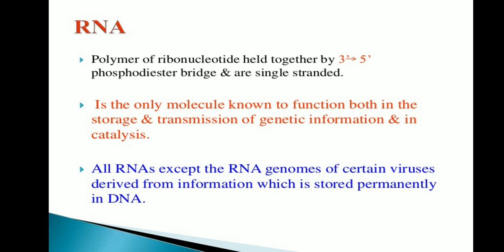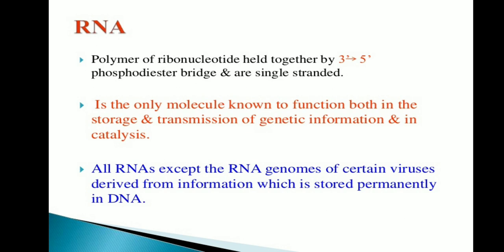The process of transcription involves three different steps that we'll see here. First we'll see the RNA. RNA is a polymer of ribonucleotides held together by 3' to 5' phosphodiester bridges and is single stranded. It is the only molecule known to function both in the storage and transmission of genetic information and in catalysis also.